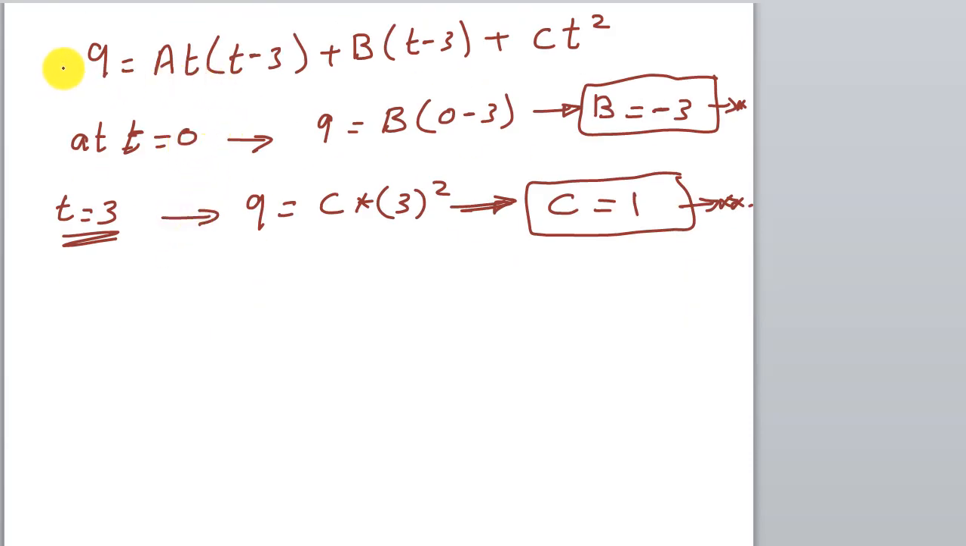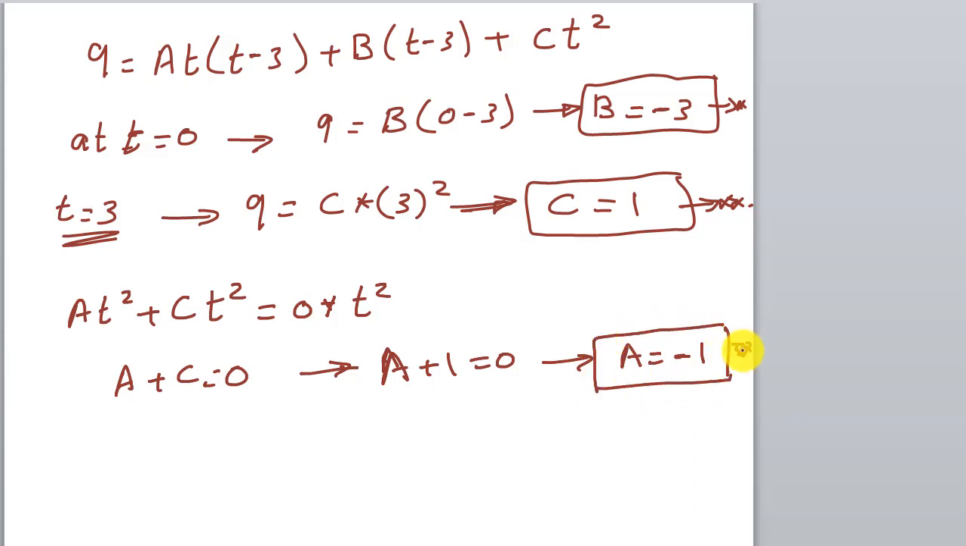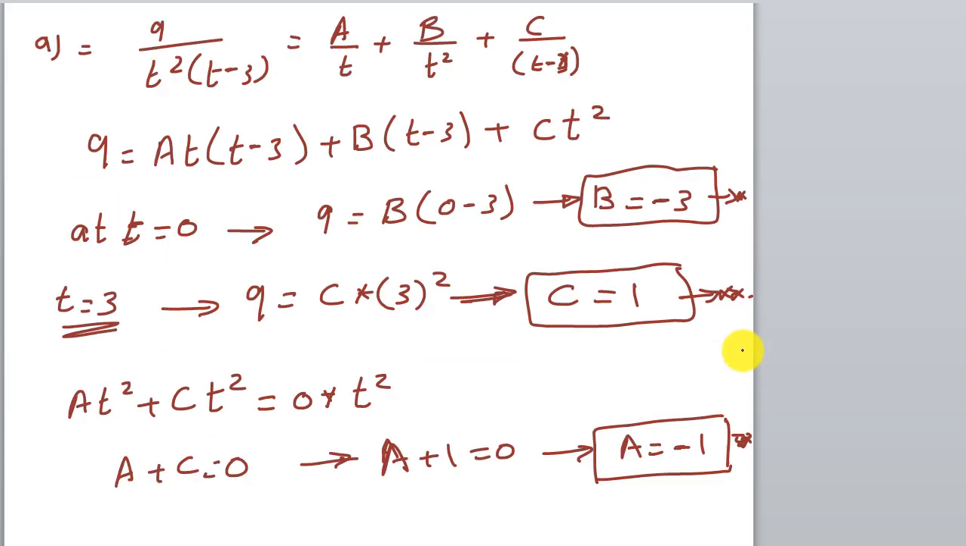Now for t squared, here we don't have t squared, so the coefficient of t squared is equal to 0. So we have a t squared plus c t squared is equal to 0 multiplied by t squared. So a plus c equal to 0. So from here a plus 1 equal to 0. So a equal to minus 1. So these are the three constants a, b, and c. Okay, let us go ahead.